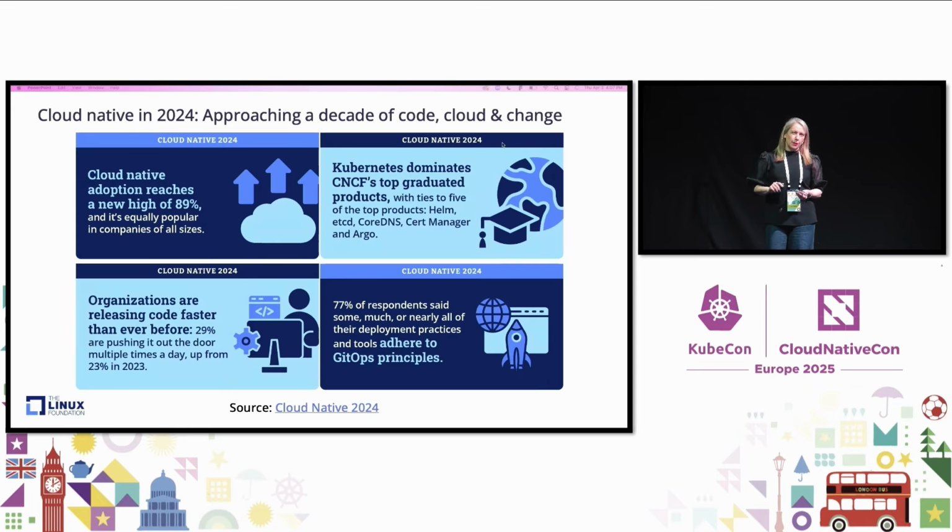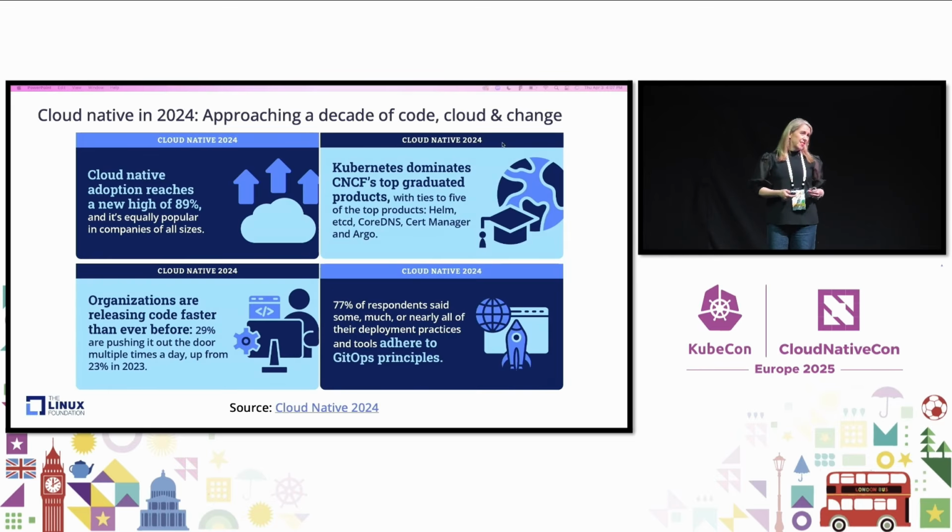Tuesday, the press release went out on Tuesday, our 2024 numbers around what's taking place in cloud native, really capturing the decade of velocity, a decade of code, cloud, and change, and really illustrating the maturity of the cloud native ecosystem. The high level of adoption, 89% cloud native adoption figures, the fact that Kubernetes is definitively ubiquitous and really dominates the conversation.